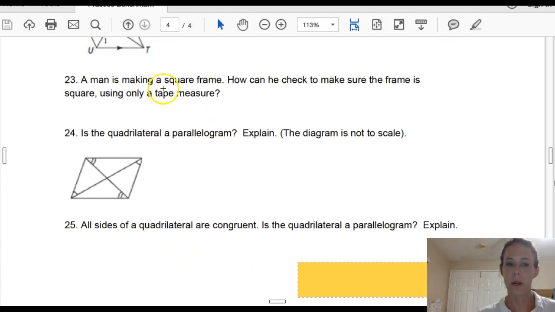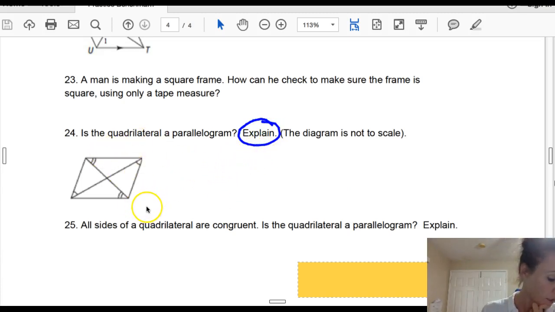The last one, okay, make sure you explain on this one. On the test also, this will have a text box for you to explain. If you don't explain, you're not going to get full credit if you just say yes, okay? You need to give me an explanation that's accurate. All right, number 25. All sides of a quadrilateral are congruent. Is the quadrilateral a parallelogram?